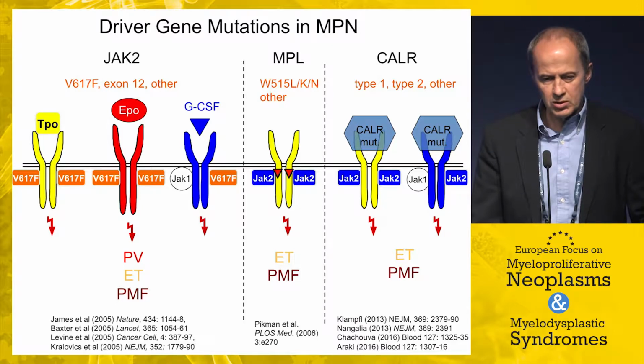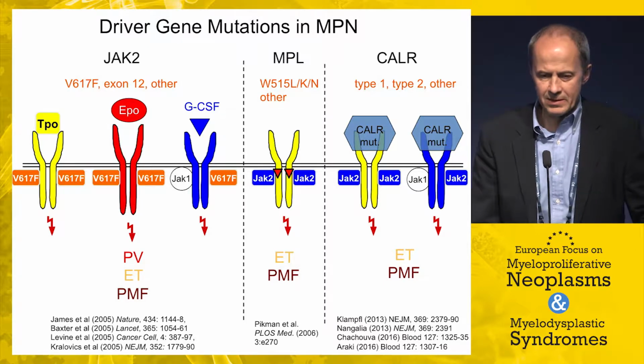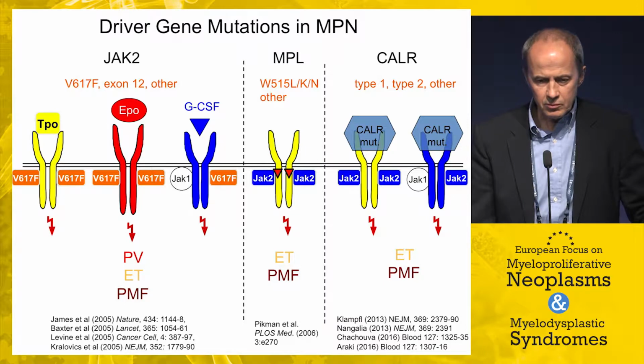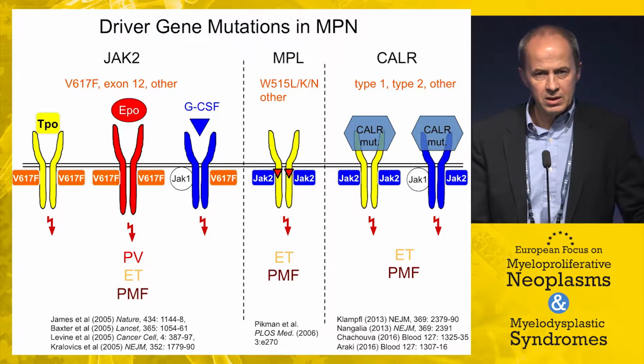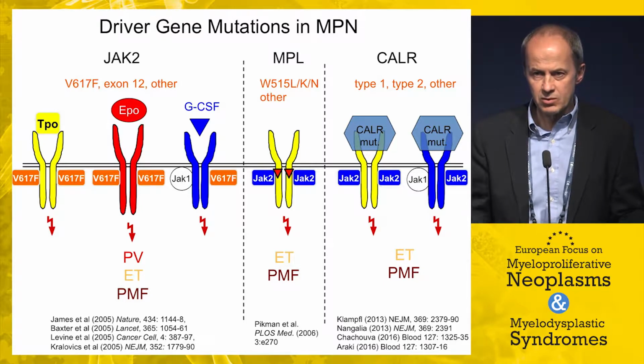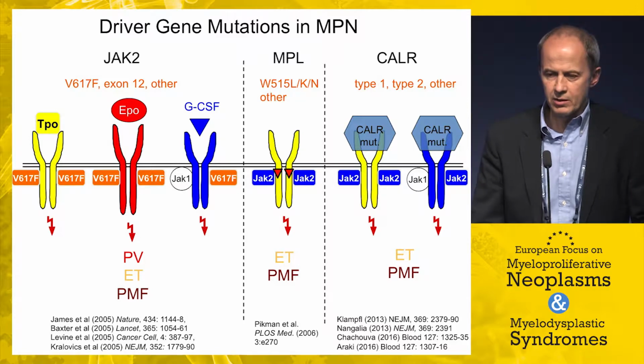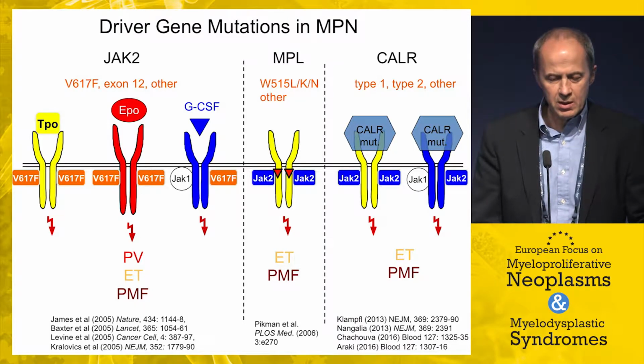As you know, the mutations are located just inside the cytoplasm, and they make this receptor partially independent of the ligand. Since MPL is expressed on stem cells and later is restricted to the megakaryocytic lineage, the phenotype does not include the red cell lineage, but rather results in an ET or PMF phenotype.